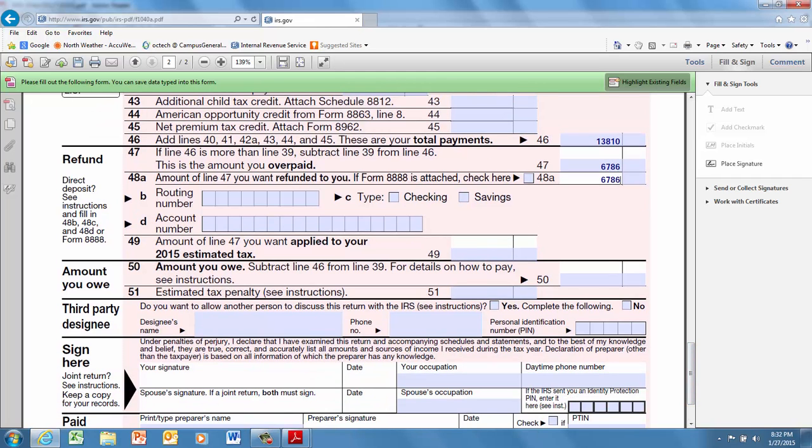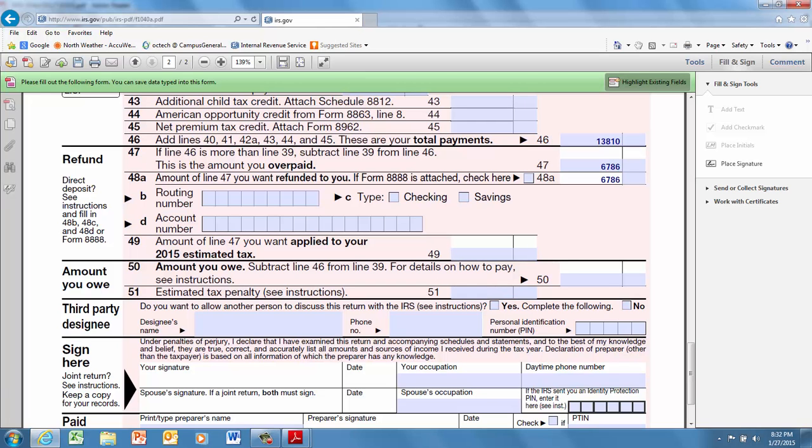If their tax was more than what they had withheld from their checks, they would owe money, and that would go here on line 50. If they were self-employed or for some other reason needed to pay estimated taxes and they had not paid them or not paid them on time, they would have a penalty, and that would go on line 51. So we don't need to worry about that line either.